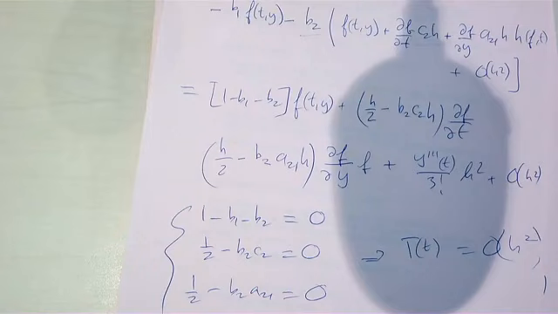But you can see that now you have a lot of choice, because how many equations do you have? 3 equations. But how many unknowns? 4 unknowns. So this means that you have more freedom than just one unique solution. Okay, and you can verify that Heun's method is just one solution of this.